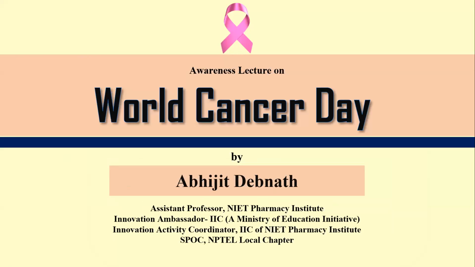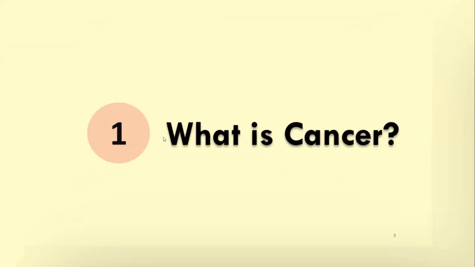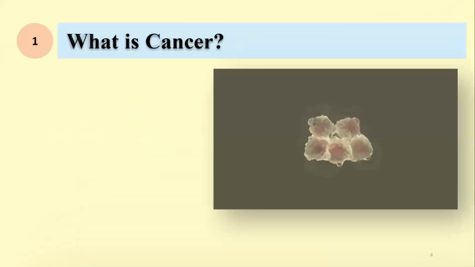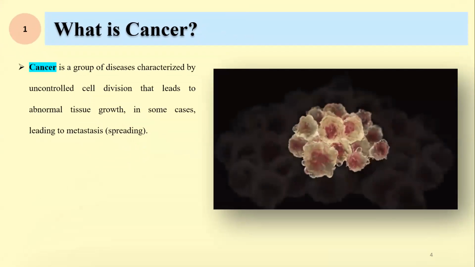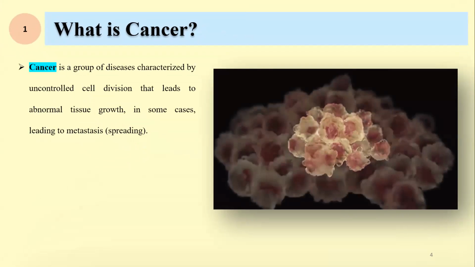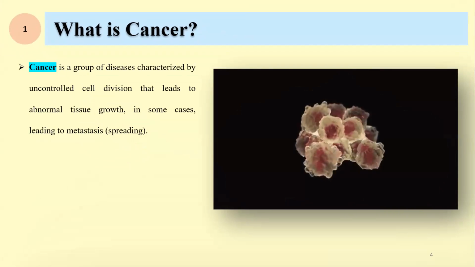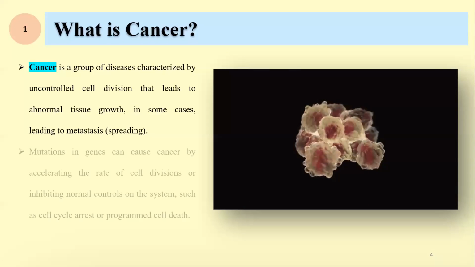So, students, today is World Cancer Day, and I'm going to tell you four different sub areas. Let me first start with what is cancer. I hope all of you are aware. This is nothing but the division of cells in a very irregular or unregulated manner. In this disease, cells grow in a very unregulated manner. Sometimes we call it metastasis.